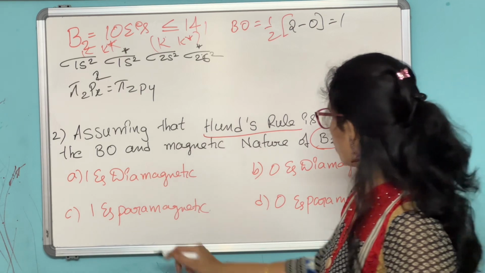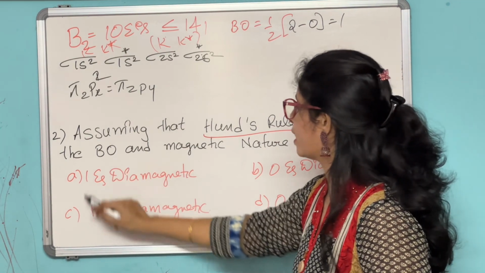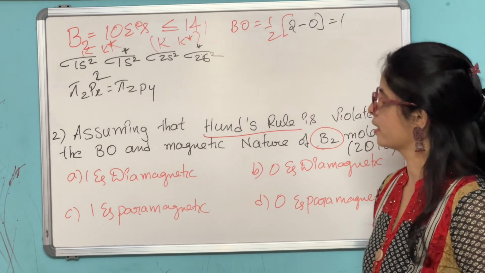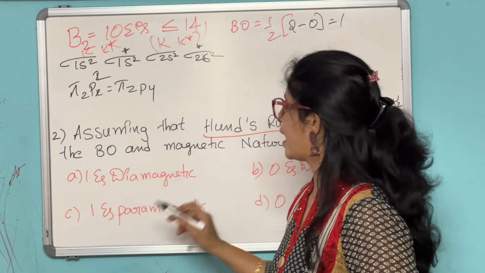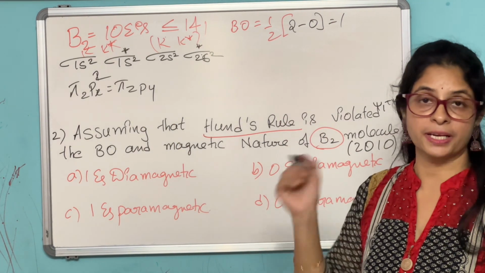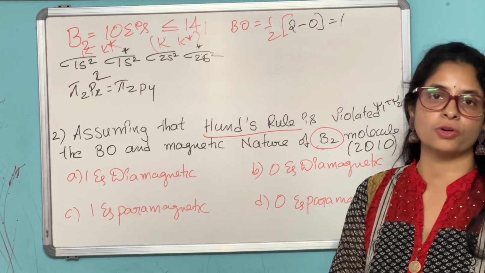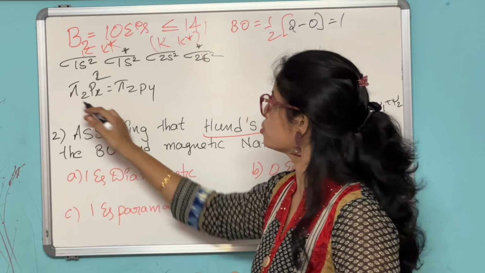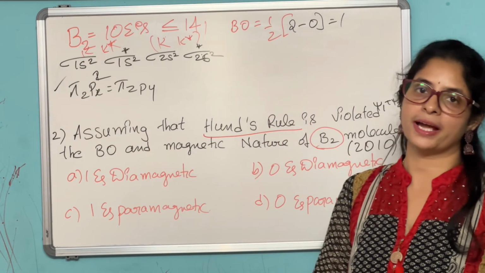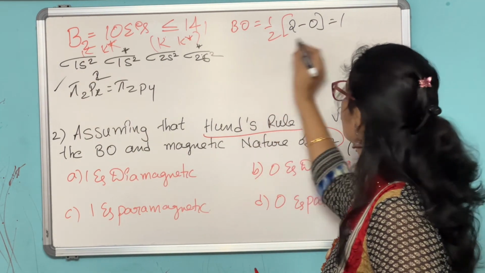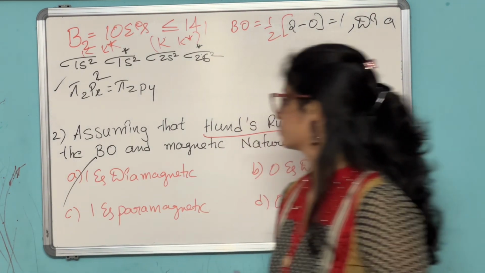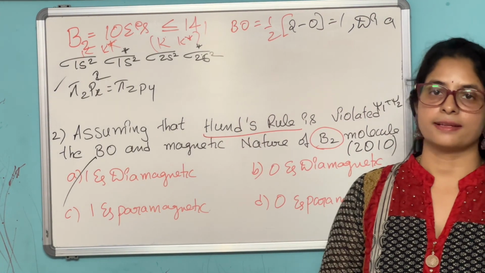For bond order 1, there are two options, A and C, diamagnetic and paramagnetic. Obviously, if we followed Hund's rule, the molecule would have unpaired electrons and be paramagnetic. But here we are violating Hund's rule, so the electrons are paired up and it is diamagnetic. So bond order 1 and diamagnetic. Clear? This should be your answer.